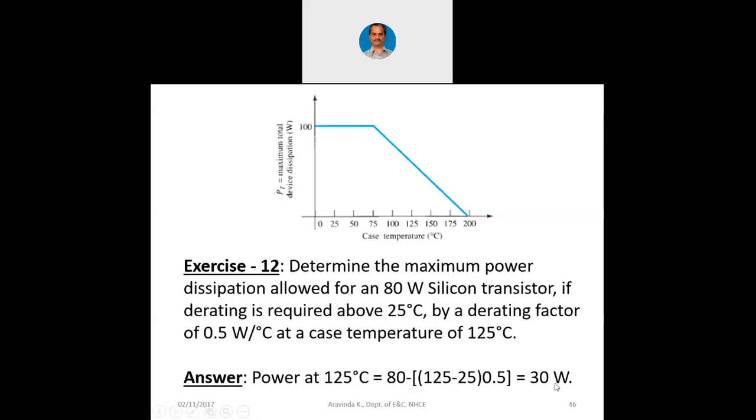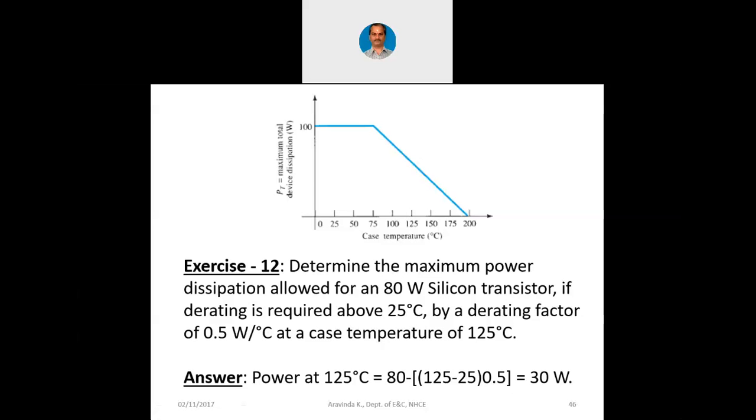What does it mean? A transistor which is rated at 80 watt at 25 degrees centigrade will not be utilized at 80 watt at 125 degrees centigrade. It can be utilized at maximum 30 watt if the temperature is 125 degrees centigrade. In this way, power derating needs to be done.